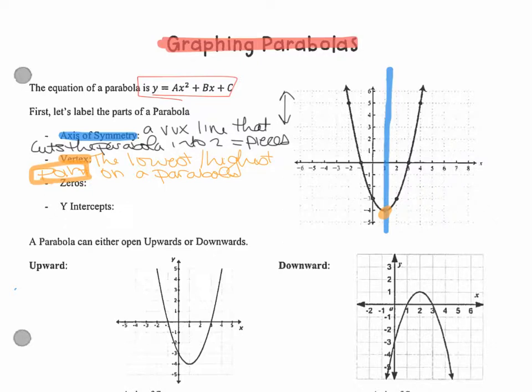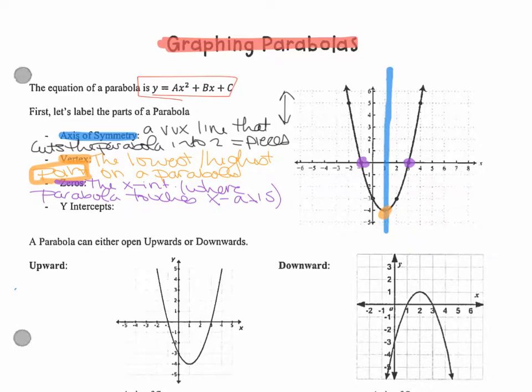Zeros. If you don't know what zeros are, I'm not going to be happy. What do zeros mean? They mean the x-intercepts. What do x-intercepts mean? Where the parabola touches the x-axis. So where's one of my zeros? -1, 0, that's one. Where's my other zero? 3, 0. So my x-intercepts are at -1, 0 and at 3, 0.